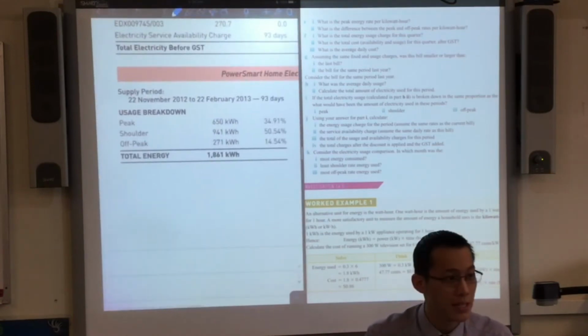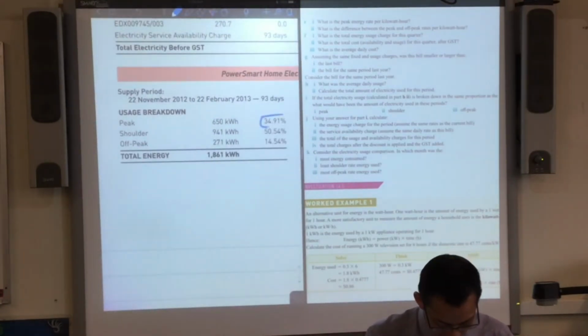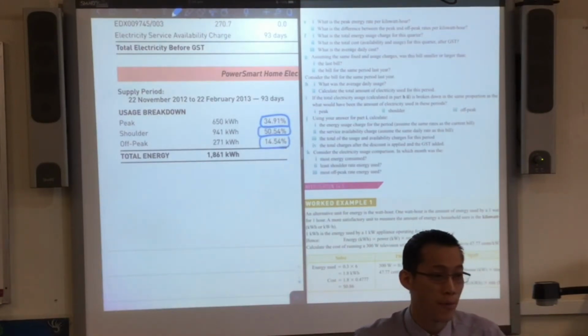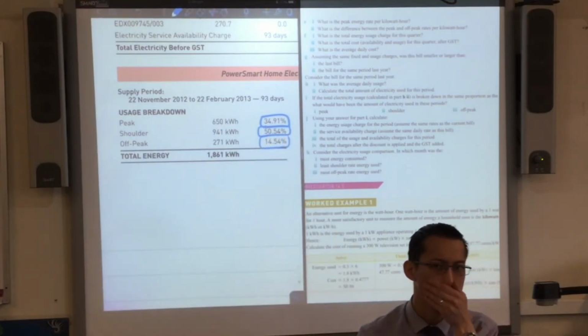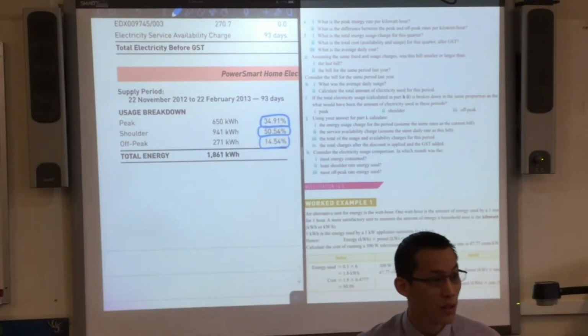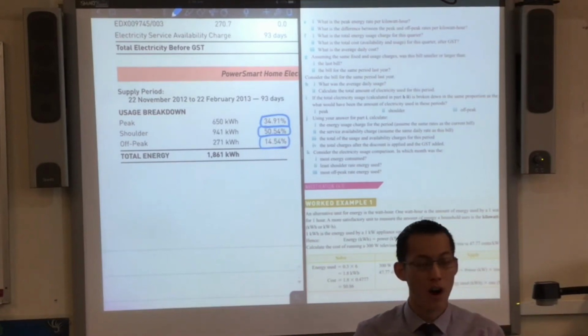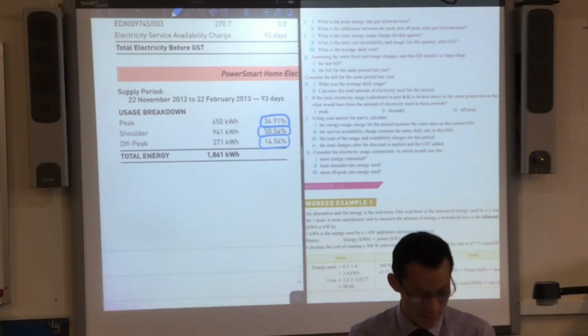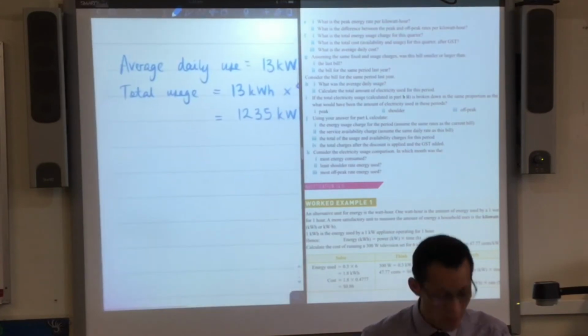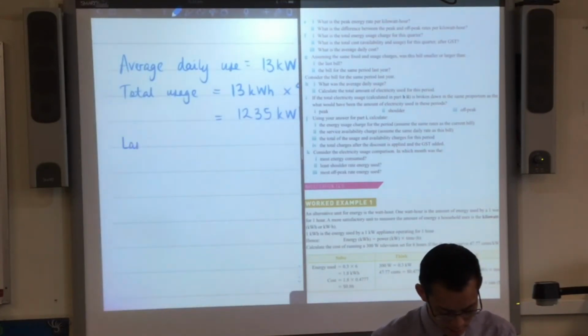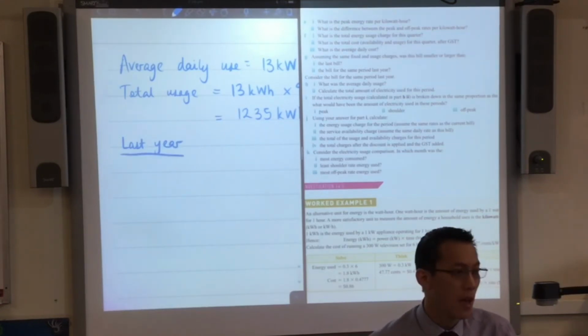So see these numbers in here: 34.91%, 50.54, 14.54. I'm going to have to multiply each of those numbers by what? 1,235. 34.91% of that 1,235, that'll be the peak usage. And then the shoulder, and then the off-peak. So let me actually show you how I would write that. I would say, last year, I should make that my heading. I'm going to say peak.